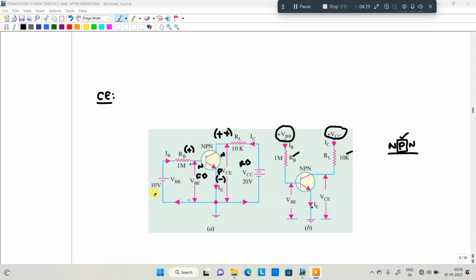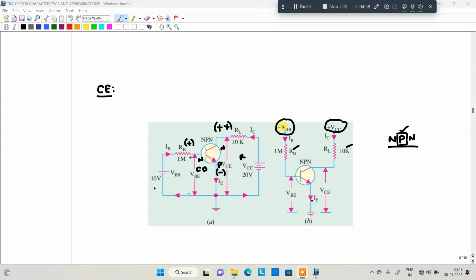negative. But here there is a mistake. It should be negative and positive, so it is minus VBB. Coming to the output, this N terminal should be connected to positive; then only it is reverse biased. Yes, it is reverse biased. So that condition is also satisfied. This is the way to draw the diagram for the common emitter configuration.